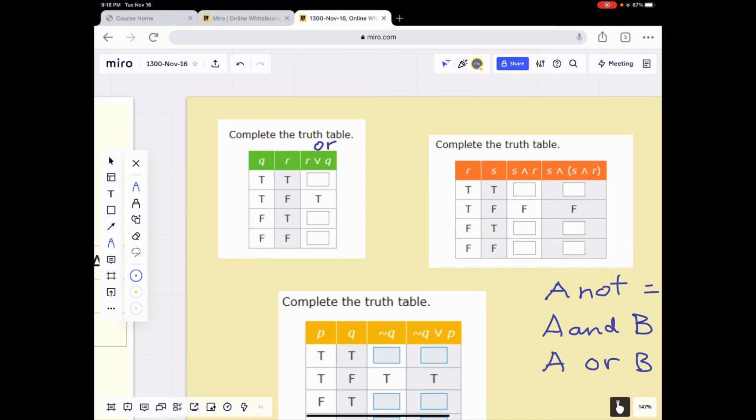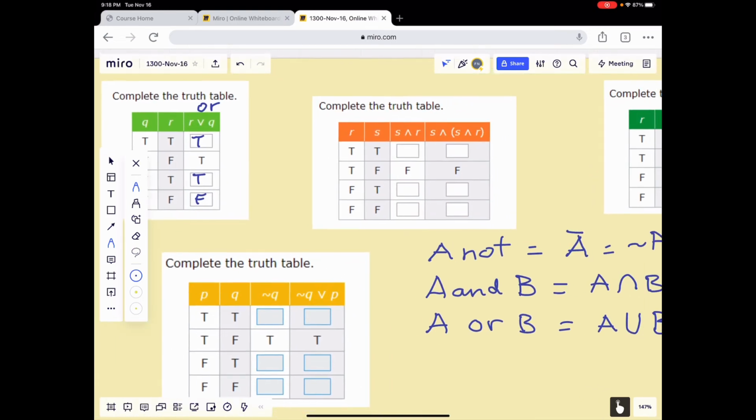So 1 plus 0 equals 1, true. True plus true equals true. True plus F equals 1 plus 0 equals 1, that means true. 0 plus 1 equals 1, that means true. And F, 0 plus 0 equals 0, that means F. Okay, we do the same thing.